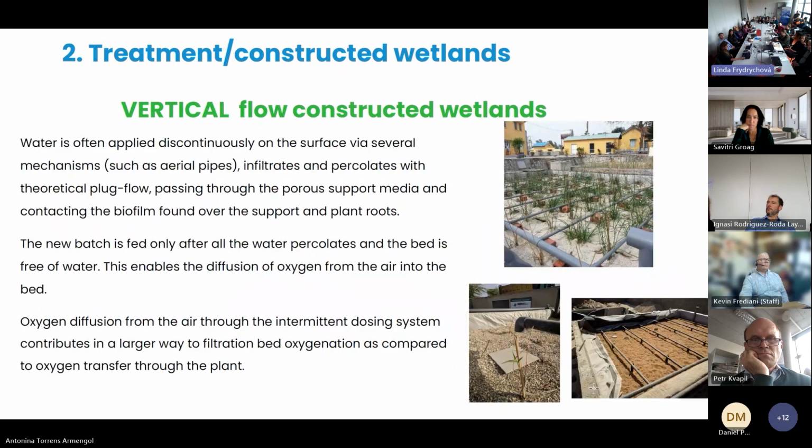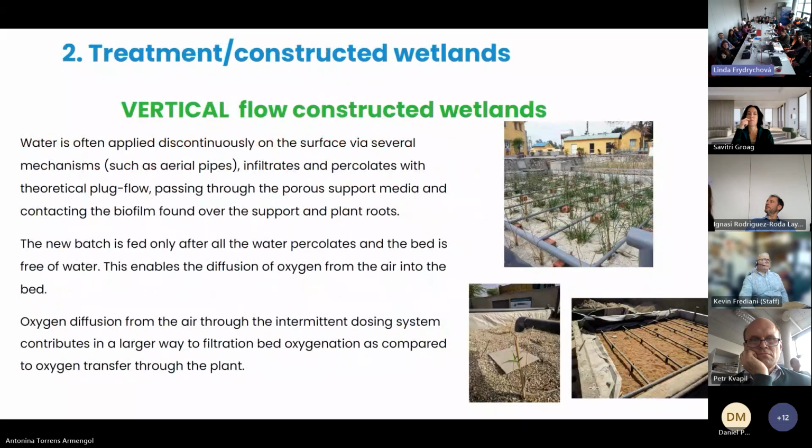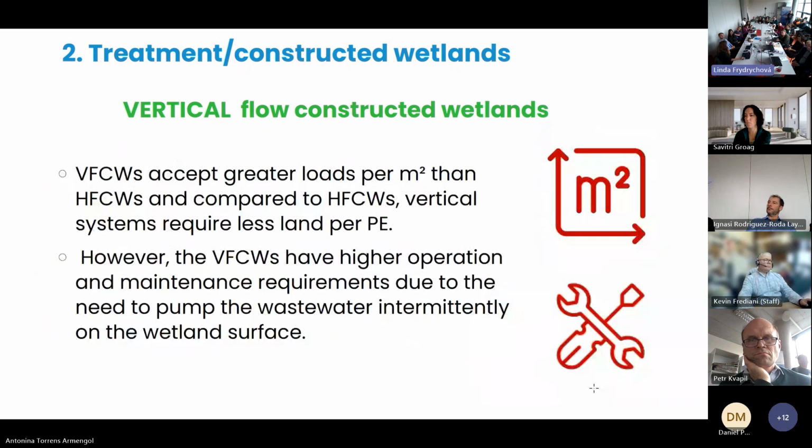Okay, this is a photograph, sorry, of some vertical flow constructed wetlands before planting, just to show you that it's very important. Depending on the suspended solids, we will have one kind of material and one kind of distribution system. If we have a lot of suspended solids, we need big distribution systems. If we have few suspended solids, we can use drip irrigation. I go super fast, but it's okay.